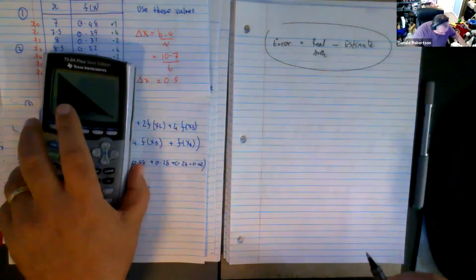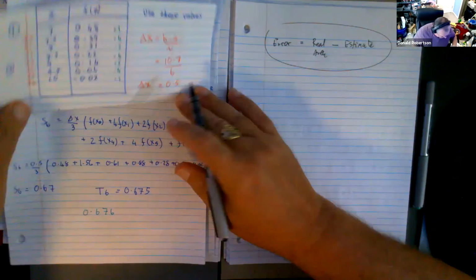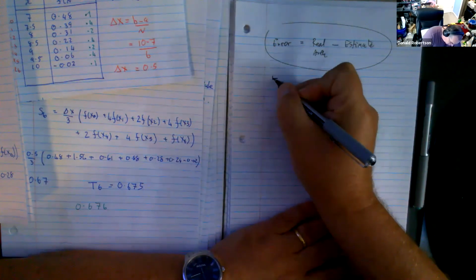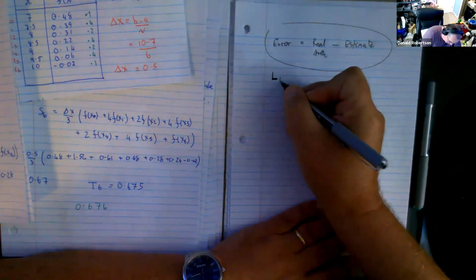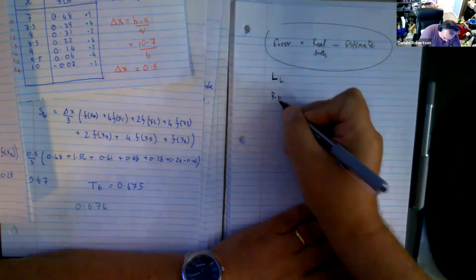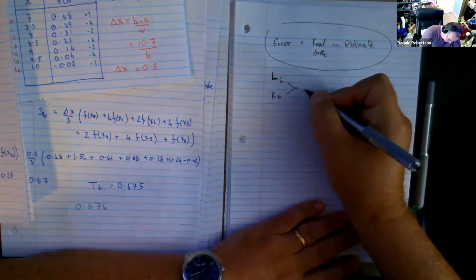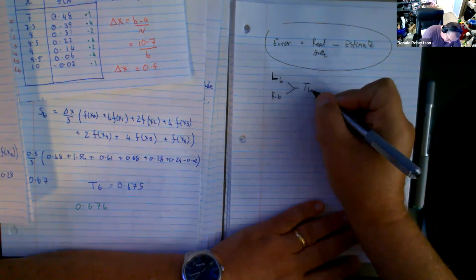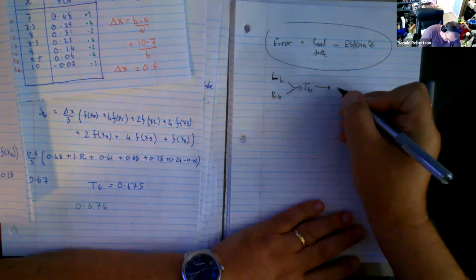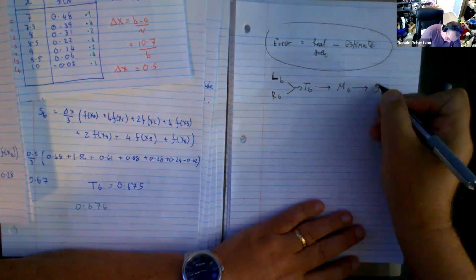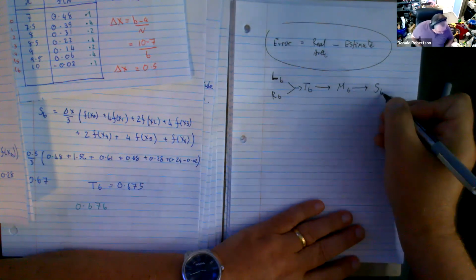And my order of accuracy is still correct. And so you're going to have, let's say 6, L6 and R6. Then you get trapezoid 6. Then you get midpoint 6. And then you get Simpson 6.